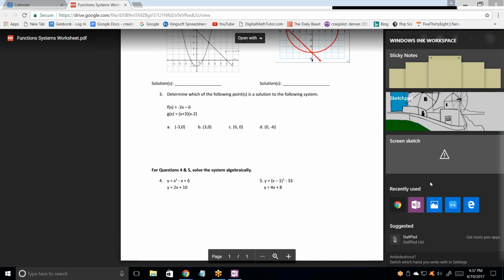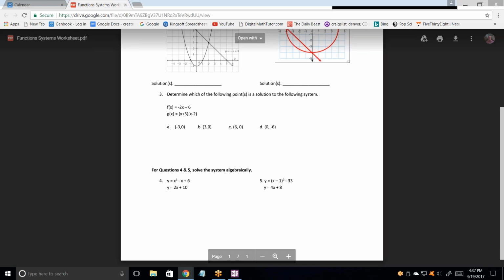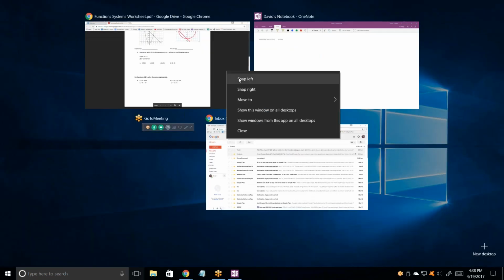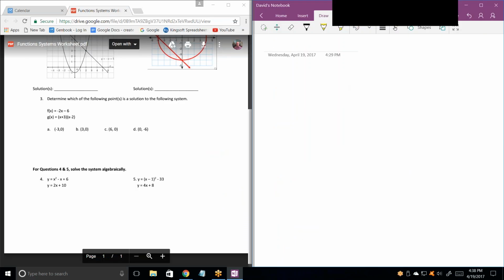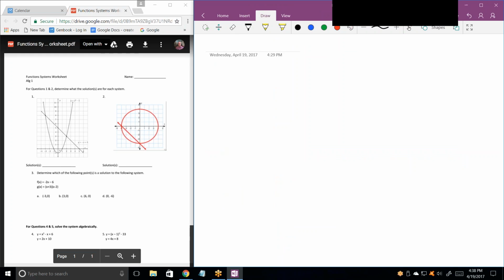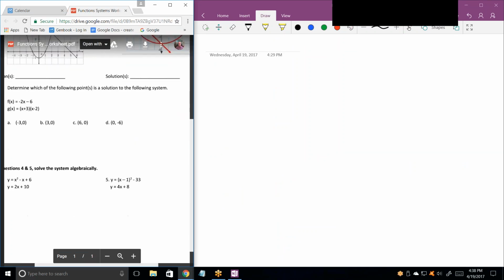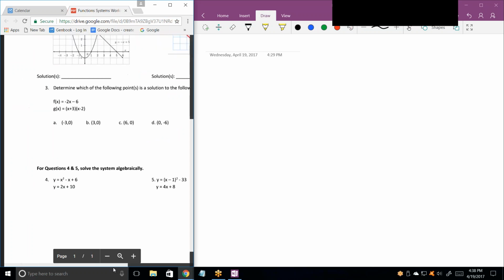Solve the system algebraically. Hold on a second. Why is this not working? Okay. Well, let me do this. Hold on a second. It's the first time I've seen that other program not work. Hold on. Now I've got to blow it up. And, all right.